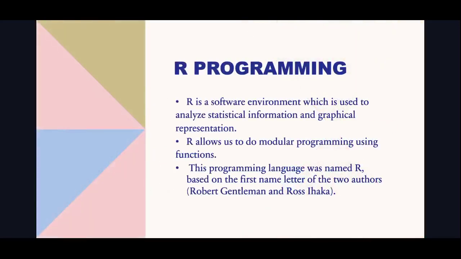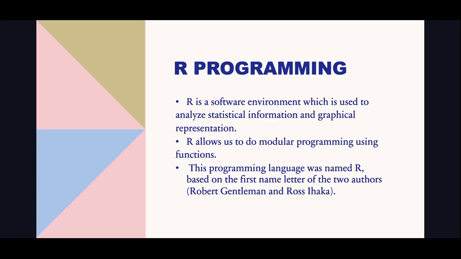Well, what exactly is R programming language? R is a software environment which is used to analyze statistical information and graphical representation. Now let us discuss this sentence in a brief manner. So R is a software environment which is open source and this is used to analyze statistical data. Analyze in the sense to examine the data. Data means statistical information, and it also helps in graphical representation because the information is much easier to grasp in a graphical way.